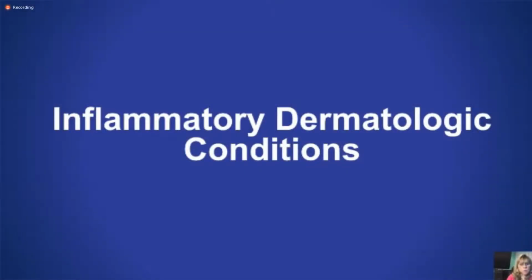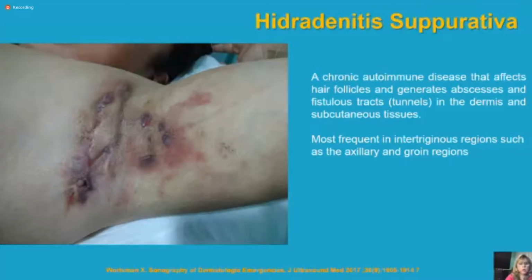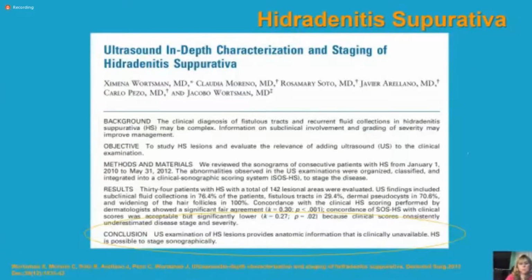Now we are going to talk something about inflammatory dermatologic conditions. I'm going to talk about hidradenitis suppurativa. This is a chronic autoimmune disease that affects the hair follicles and generates abscesses and fistulous tracts, also called tunnels, that run in the dermis and subcutaneous tissue. The most common location of these lesions are the axillary and groin regions, which are called intertriginous regions.